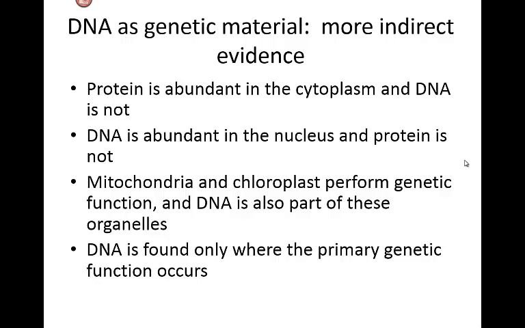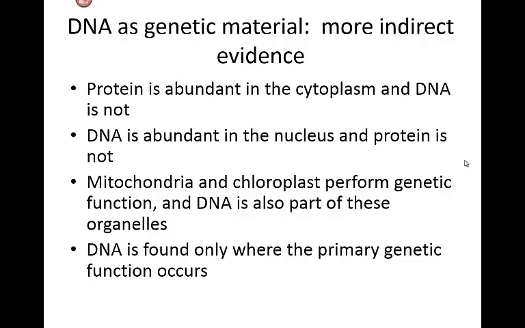So there's some more evidence that DNA is the genetic material, and some of it's direct and some of it's indirect. Some of the indirect evidence is that protein is abundant in the cytoplasm and DNA isn't. DNA is going to be found in the nucleus, particularly in eukaryotic cells. We know that DNA is abundant in the nucleus and protein is not. Well, it is present there, but it's just relative concentrations. DNA is much, much more abundant than the protein.